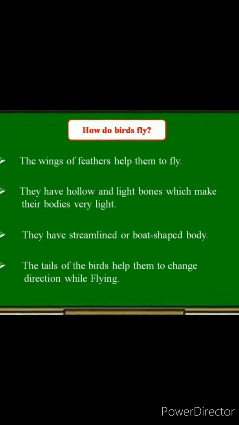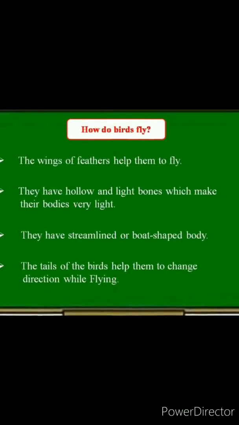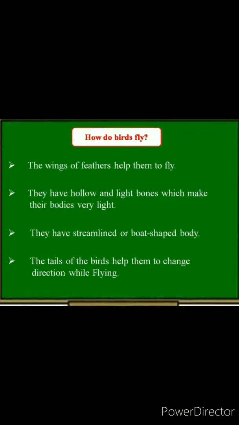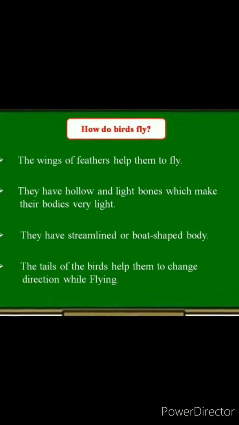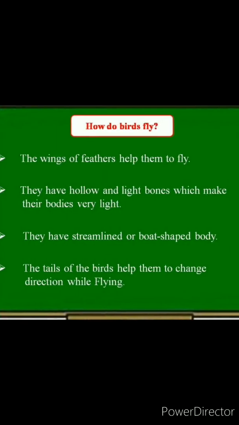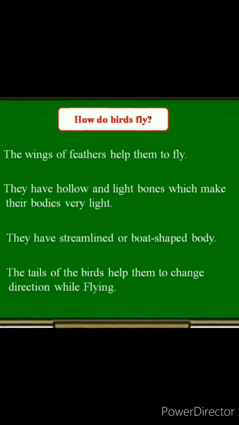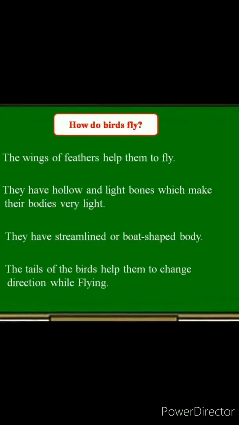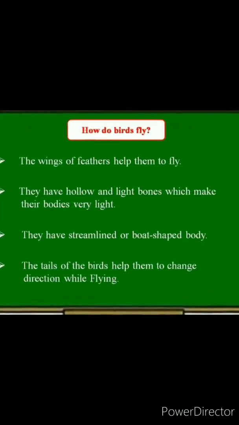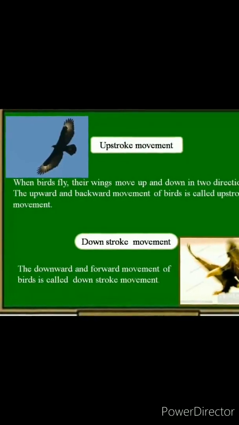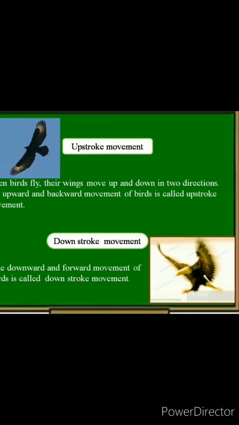Birds have a streamlined or boat-shaped body. It helps them to fly through the air easily. Birds have tails. It helps them to change direction while flying. These are the 4 characteristics that help the birds to fly. Let's see how is the movement of wings while birds fly.